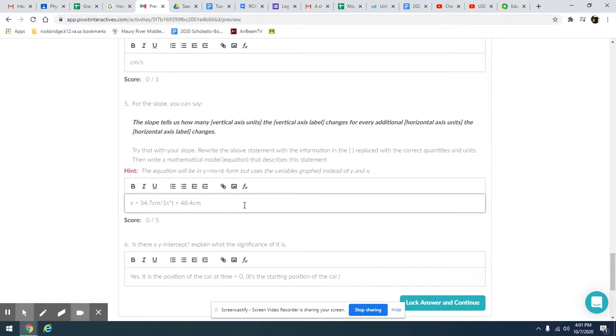So here, we would say the meaning of the slope is for each 1 second, or that sounds awkward. How about for every second that passes, the car moves about 34.7 centimeters. I'm going to say in the positive direction. Important. That's what we're talking about for the meaning of the slope.